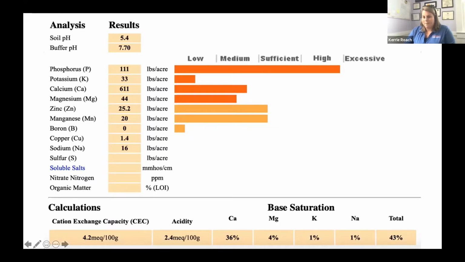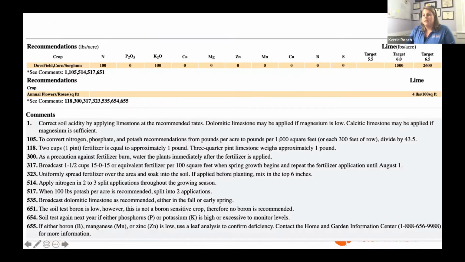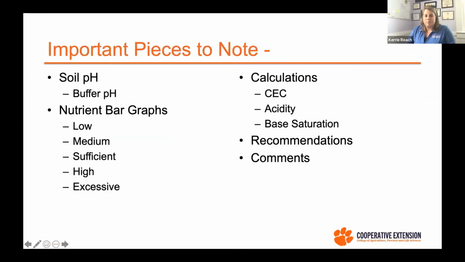And Shannon probably will hate me for this, but when it comes to the actual application of the soil sample report, for most people, there's a few key things that we want to look at. And so we'll go back to the actual report, but probably the most important things that I'm looking at when I read a report with someone, number one is that soil pH, and Shannon talked about that as well. Part of that is the buffer pH, and we'll talk a little bit about that. Those nutrient bar graphs are really important.